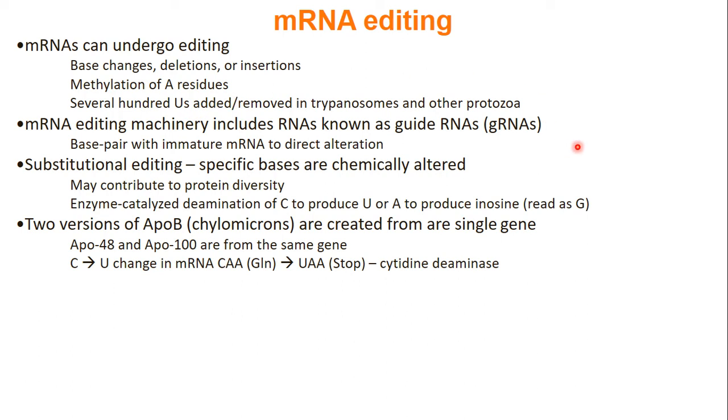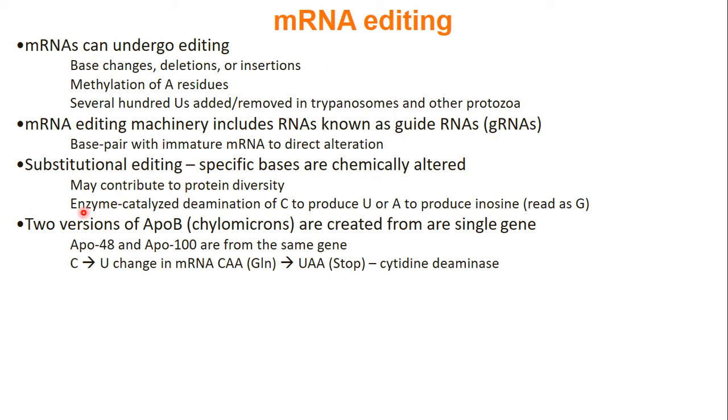And how do we modify the bases in RNA? Well, we have special machinery known as guide RNAs or gRNAs. These guide RNAs will be complementary to the part of the mRNA that needs to be modified. So they'll bind there, and then they're going to direct the alteration with the protein that does the modification. Just to show you an example of this, we have some substitutional editing where we can take one base and just change it into another. And this is thought to increase protein diversity.